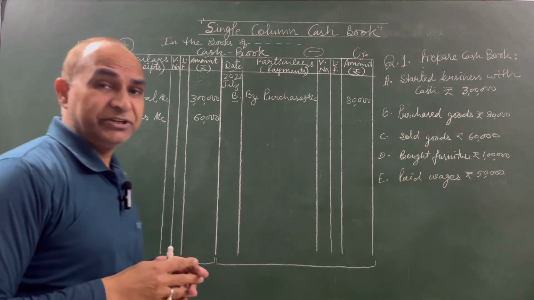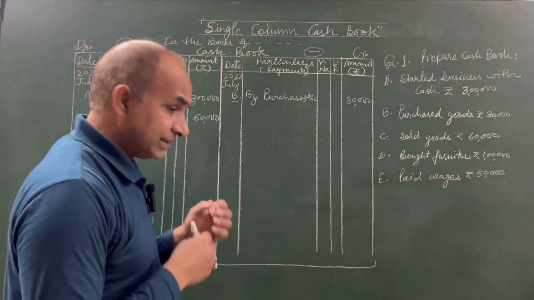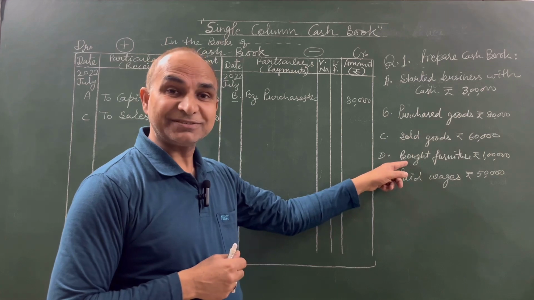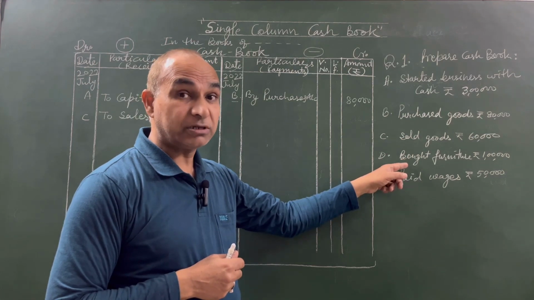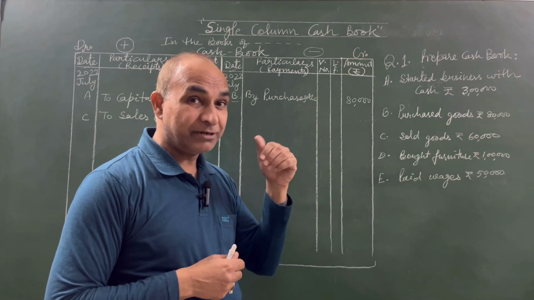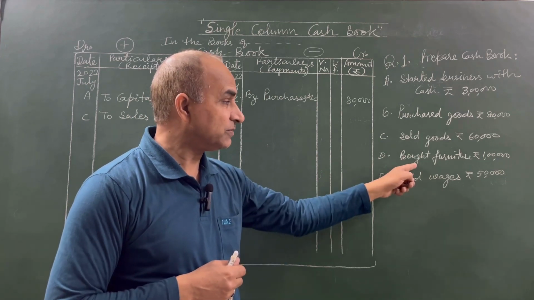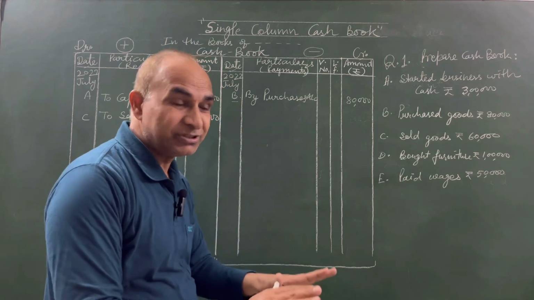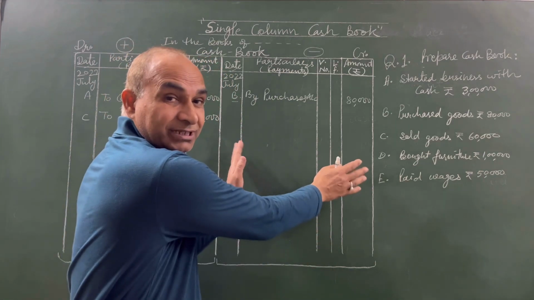Now transaction D. Let us see whether it is a receipt or a payment. Bought furniture. We purchased furniture. It means we made payment by cash. Furniture amounting to rupees 1 lakh. So this is a payment. Cash is reducing and payment is recorded on the credit side.